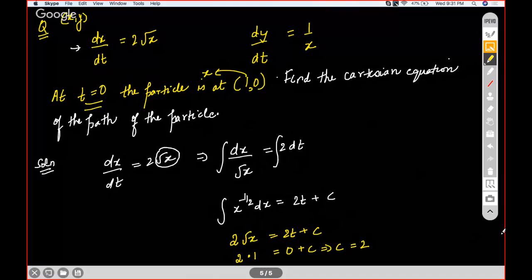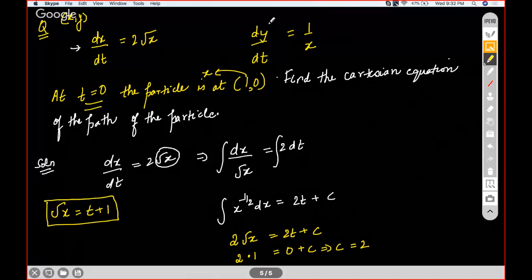Okay. So I put x as 1, I put t as 0, and I got the value of c as 2. That means root x is equal to t plus 1. Agreed? So this is how your x coordinate is related to time. When t is 0, x will automatically become 1. Next, dy by dt is 1 by x.